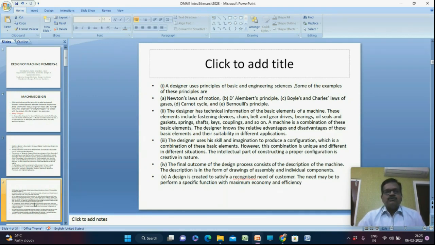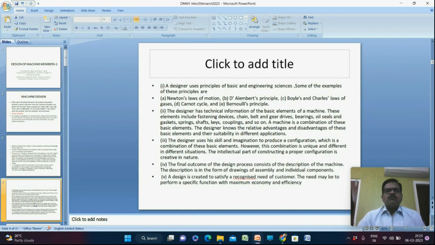The designer uses his skill and imagination to produce a configuration, which is a combination of these basic elements. However, this combination is unique and different in different situations. The intellectual part of constructing a proper configuration is creative in nature.